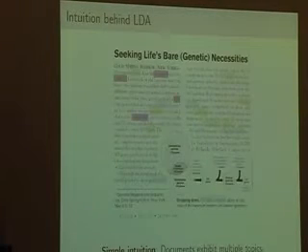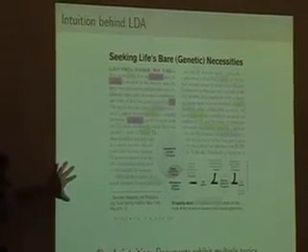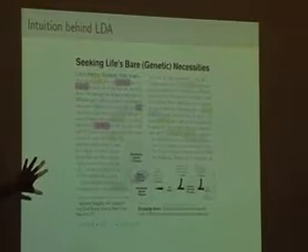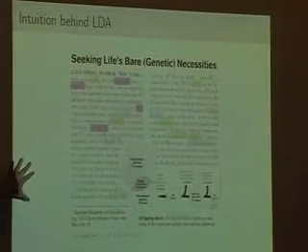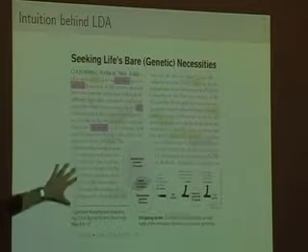Okay, so the intuition behind latent Dirichlet allocation, we'll call it LDA, and I'm sorry for linear discriminant analysis people, but the intuition behind LDA is this. It's that documents exhibit multiple topics. So here's an example document from our collection.